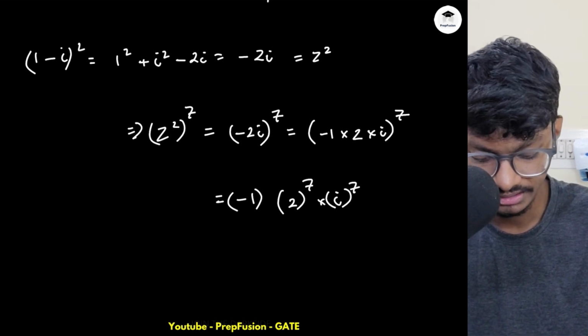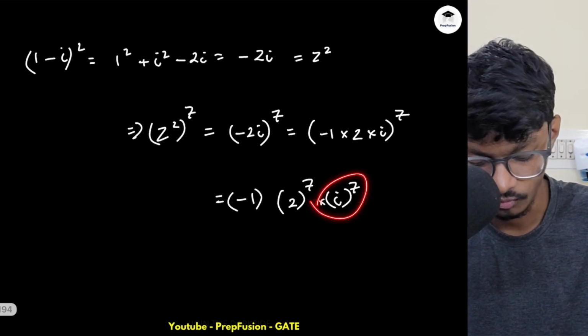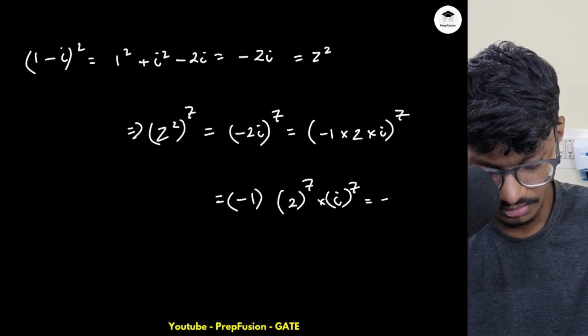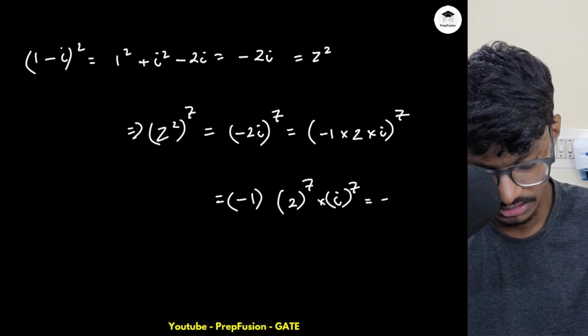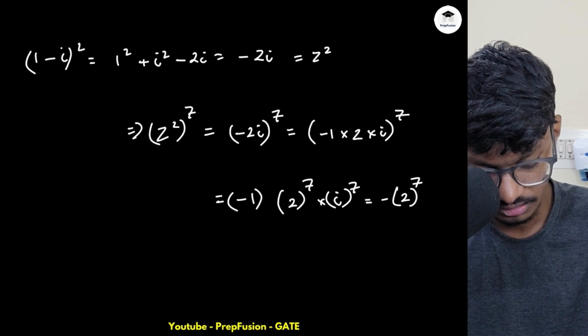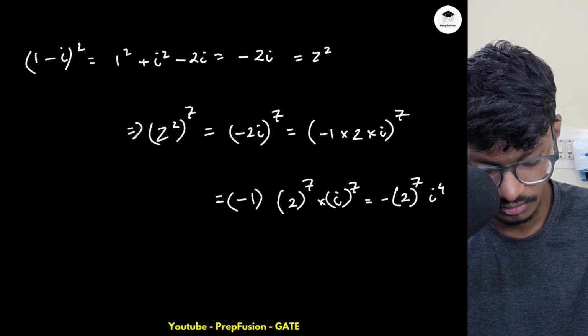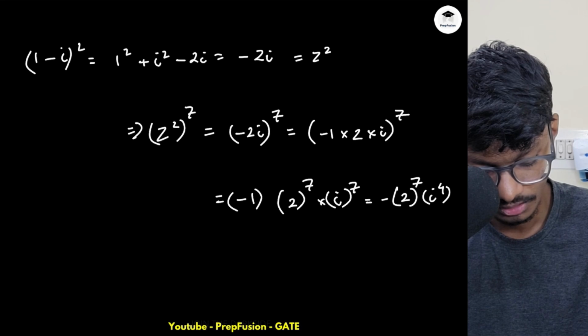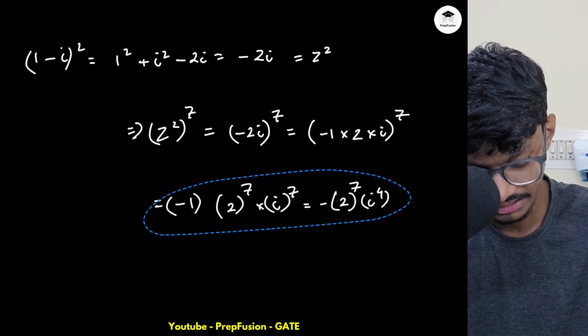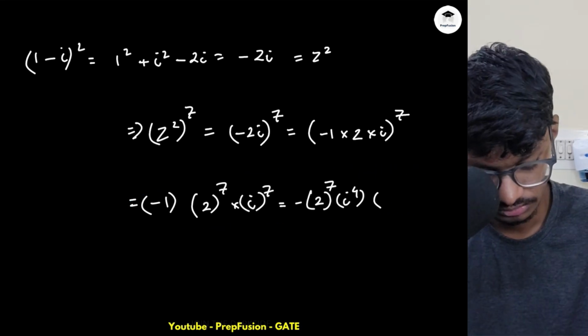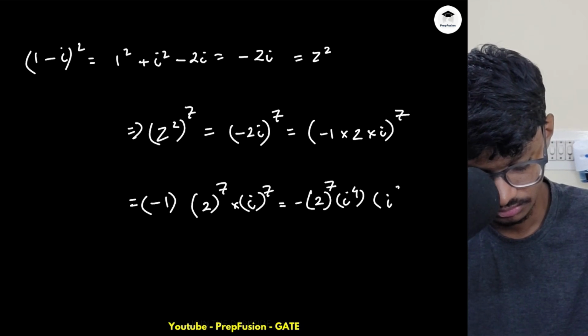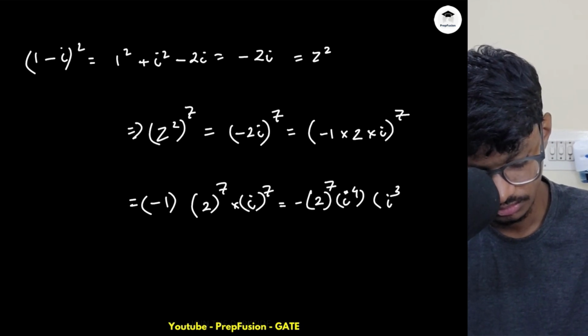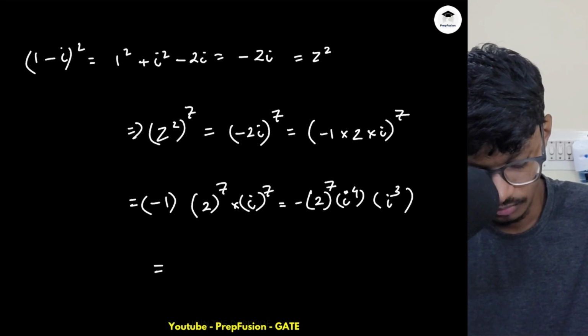Again, I will break this down in terms of multiples of 4. So this is simply minus 1 times minus 2 raised to power 7 into i raised to power 4 into i cubed. What is i cubed? i cubed is minus i.